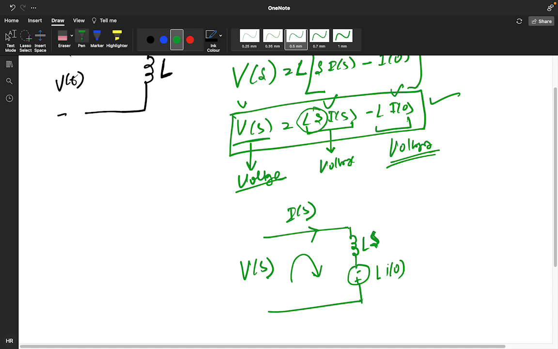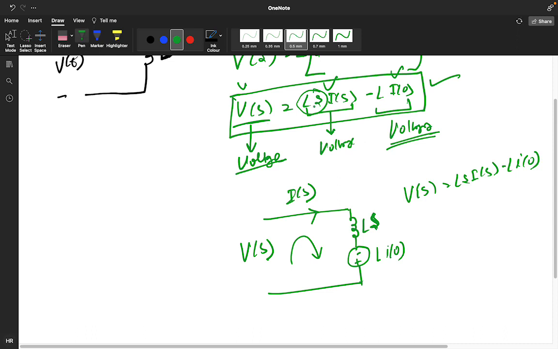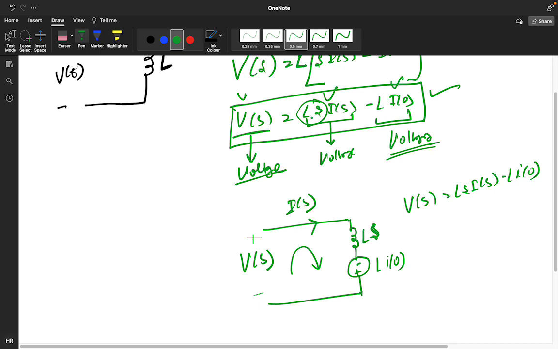So now make the KVL and you will get the same equation, that V of S is equal to Ls into I of S minus L into I of 0. You understood how we did it? Priyanka, understood? Yes, sir. So V of S, this part is my positive part, and this part is my negative part. If I am going this way, I am getting V of S value as Ls into I of S, like this only. So from this particular equation I made this circuit.